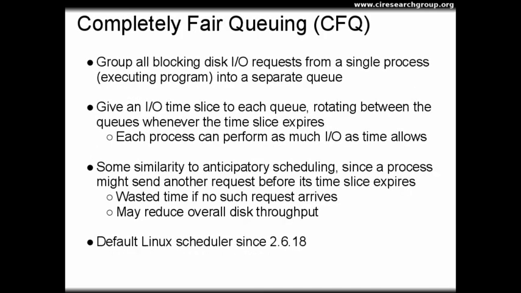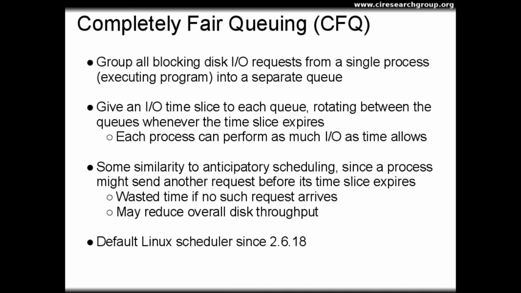Completely fair queuing is a somewhat different idea, where instead of scheduling the I/O requests, the completely fair queuing model schedules processes, or running programs, to have time slice access to each disk. Essentially, this CFQ scheduler gives each process an I/O time slice, and that process can do as much I/O on the disk as it would like within that time slice. When the time slice expires, the CFQ scheduler moves on to the next process and gives it access time to the disk.